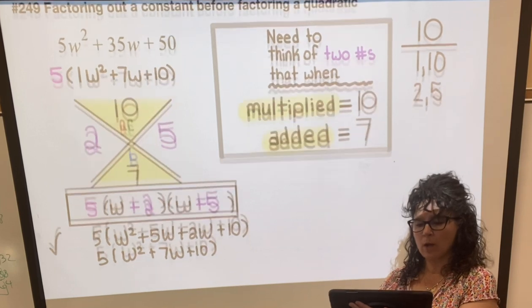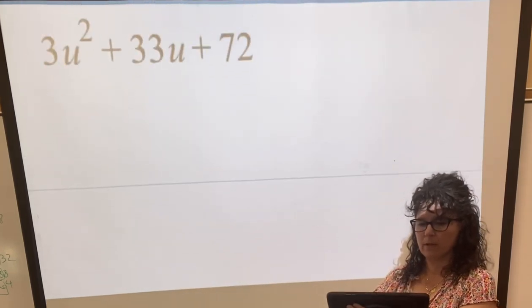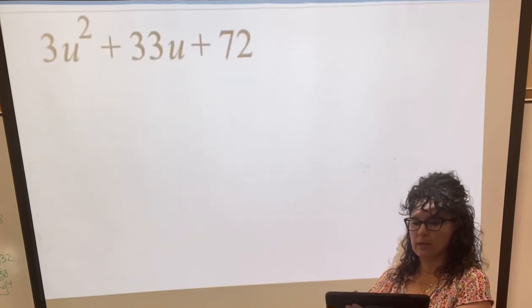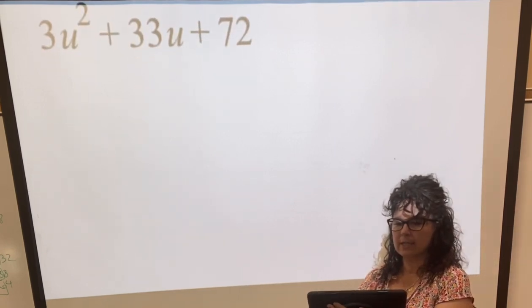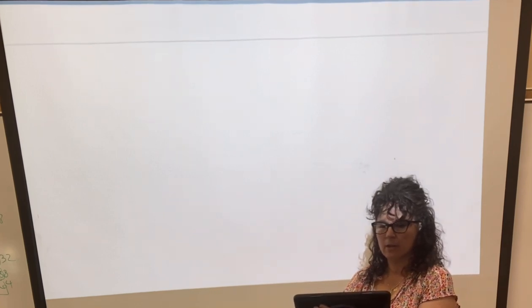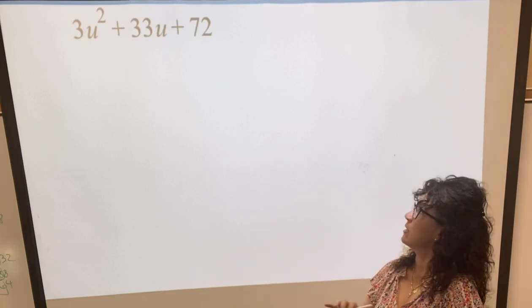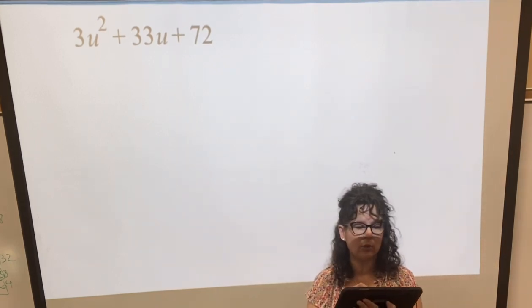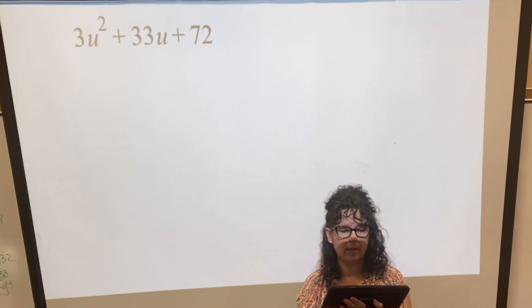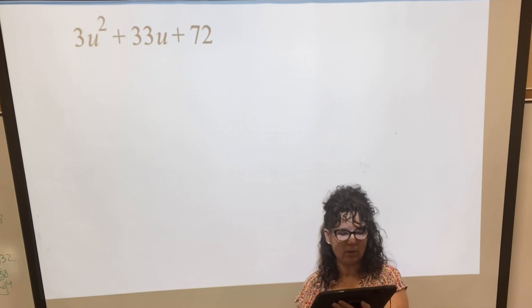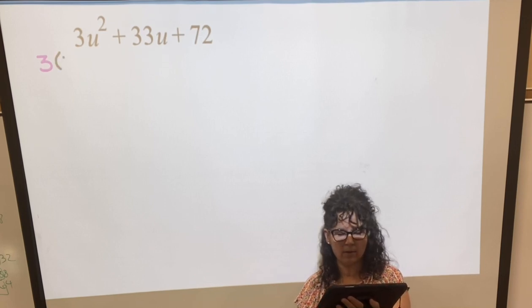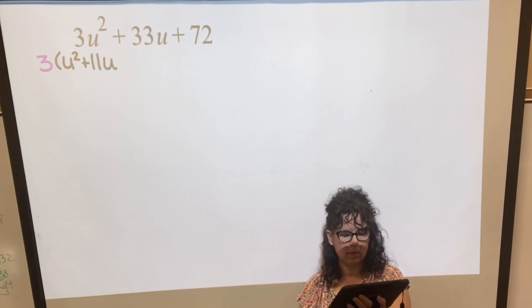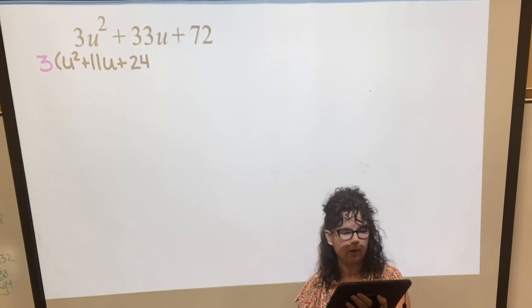Okay, so let's go ahead and do one more here. If I want to factor this one, first thing we want to do is look to see if there's something in common to all of them. And so for 3, 33, and 72, there's going to be a 3 in common to all of those. So I'm going to take out a 3. And then that's going to leave me with u to the second power plus 11u plus, and then 72 divided by 3 is 24.